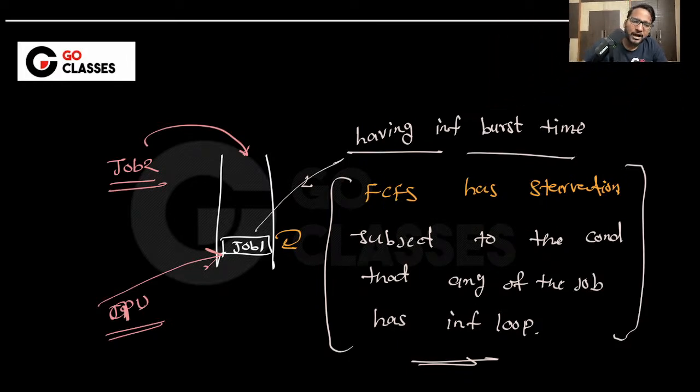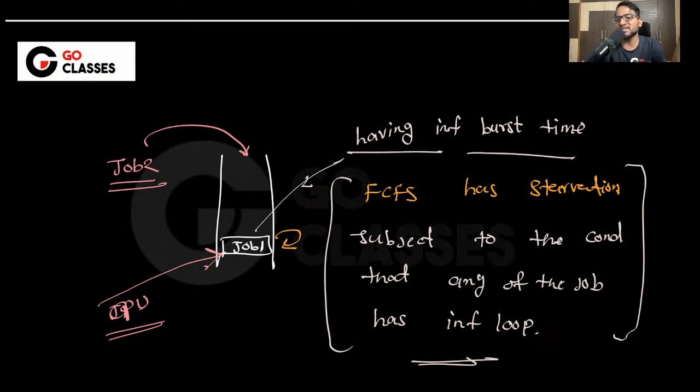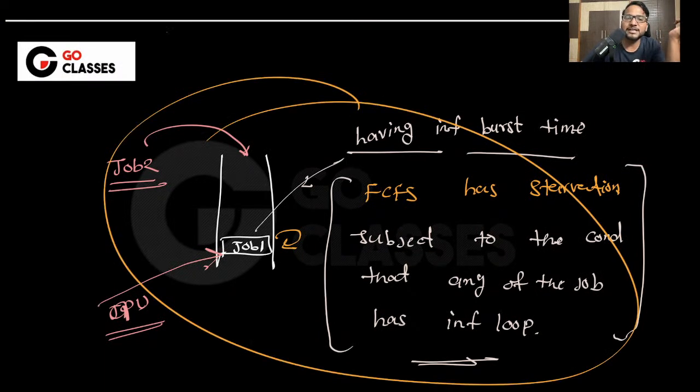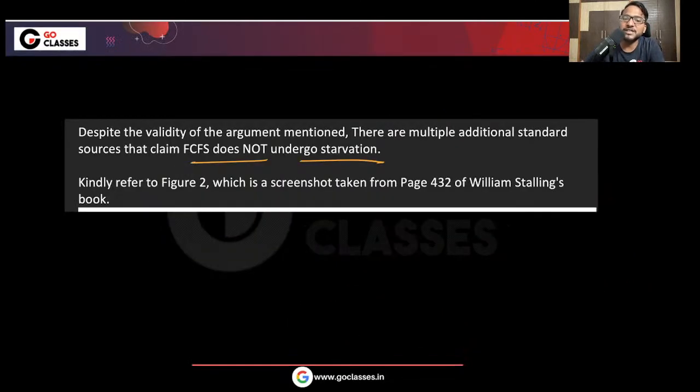Now, why are other sources saying, so there are many sources which are saying that FCFS does not have starvation. Let's just see those sources also. So see, despite the validity of the argument that I just gave to you, there are multiple additional standard sources that claim that FCFS does not undergo starvation. You are all saying that this argument seems valid, right? This argument is valid to everyone. Still there are some standard sources which are saying that FCFS does not undergo starvation.